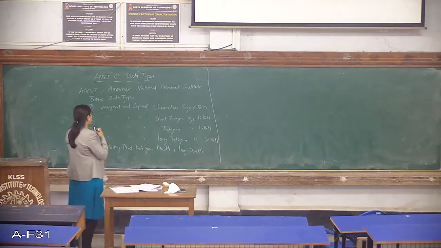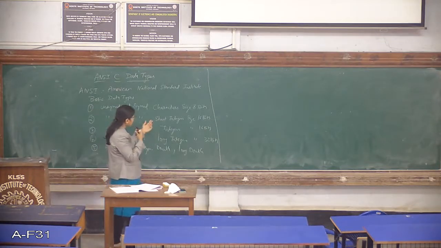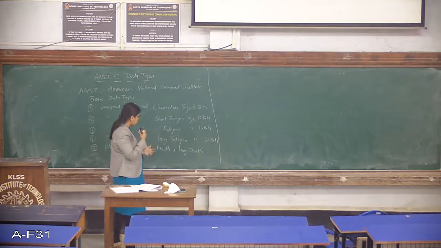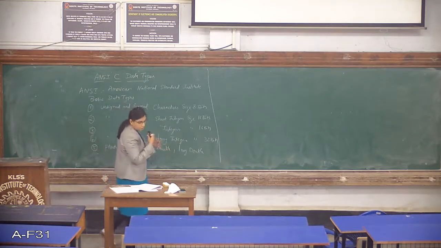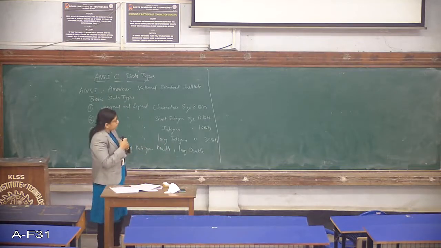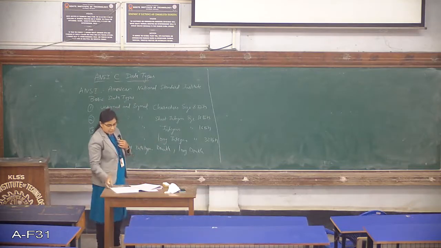So already you know about characters. There are short integers, long integers. In the floating point data type, we have double and long double. And then comes the enumerated types and the bit field.